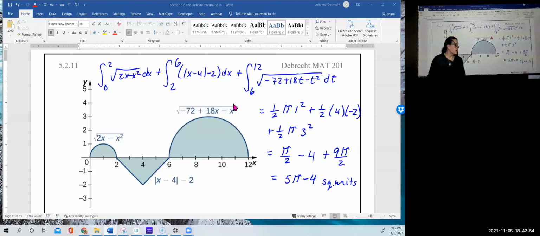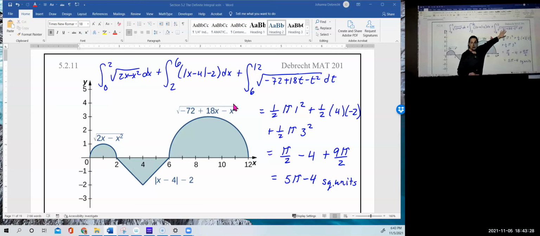How'd you do? When we look at this one, you'll notice that we again have 3 different regions because we have 3 different functions. And because we have 3 different functions, we have different integrands. So we need 3 different definite integrals. The first is from 0 to 2 for this half circle that we see here. The second is from 2 to 6 for this upside down absolute value that we see down here, which forms a triangle. And then we have this half circle that we see here.